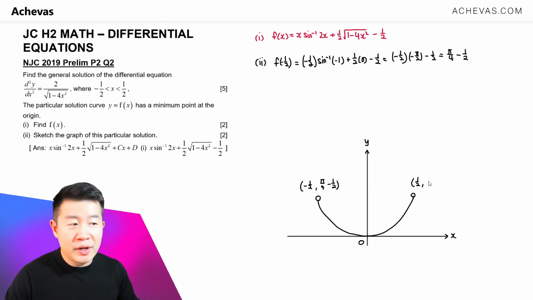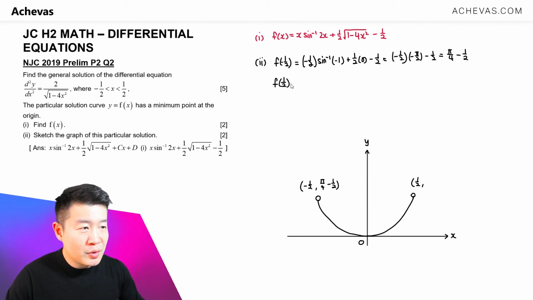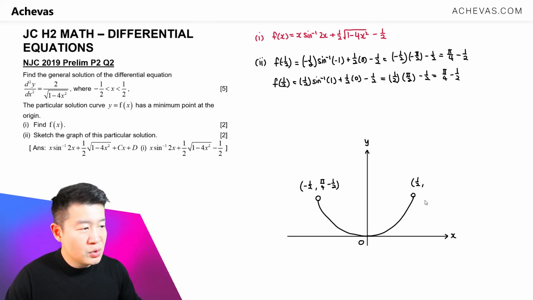And let's find the corresponding y coordinate of this other point. I'm suspecting that it is going to be exactly the same, because from the calculator they look like they are falling on the same horizontal line. Let's verify whether this is so. I'm going to substitute x by half, so that is going to be equal to half, then sine inverse of 2 times half, that is 1, then plus half square root of 1 minus 4 times half squared, which is going to become 0, then minus half. So this will be half, and sine inverse 1 is pi over 2, and minus half. So once again, we get pi over 4 minus half. So the y coordinate of this is pi over 4 minus half, and this gives us our graph of y is equal to f(x).